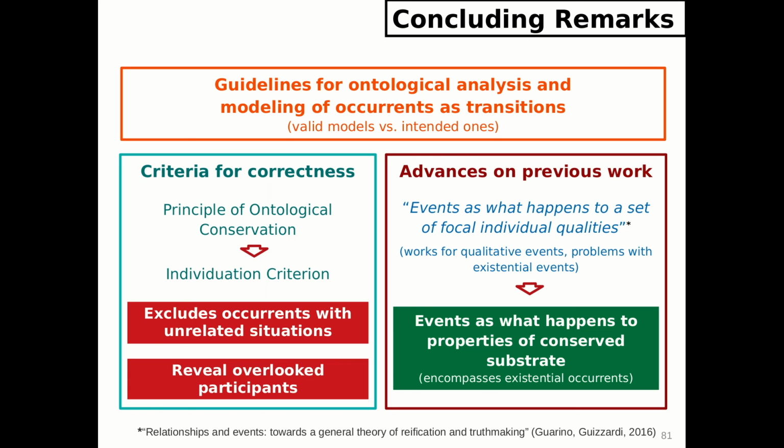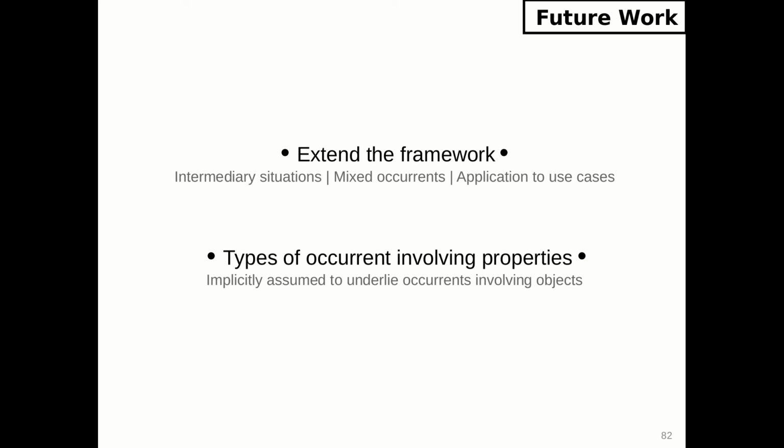This is ongoing work, so we plan to extend this framework to deal with intermediary situations, with the case of mixed type occurrence, and we plan also to apply this theory to some use cases. And we also plan to investigate the types of occurrent involving properties that are implicitly assumed to underlie occurrence involving objects, such as when we mention the creation, modification, and destruction of favorable properties.